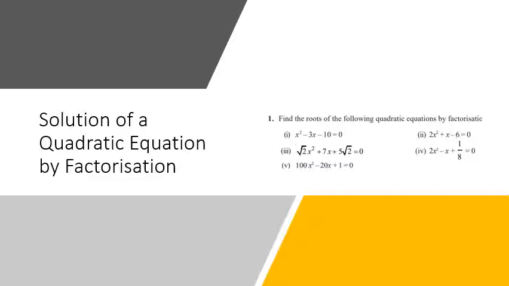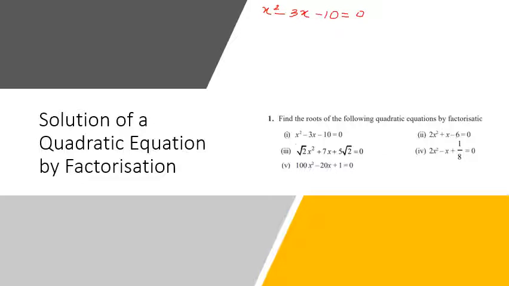Now let us see, find the roots of the following quadratic equation by factorization. The first one is x square minus 3x minus 10 equal to 0. So let us write. I'll write at the top because I have given the question in the middle, just for style. Let me start answering from the top. x square minus 3x minus 10 is equal to 0. You already know this, so I'm not going to waste much time on this.